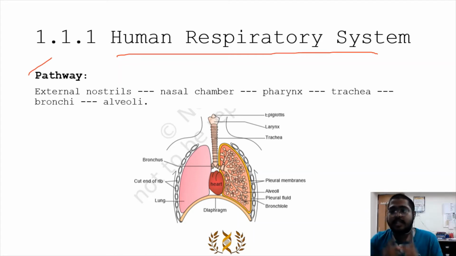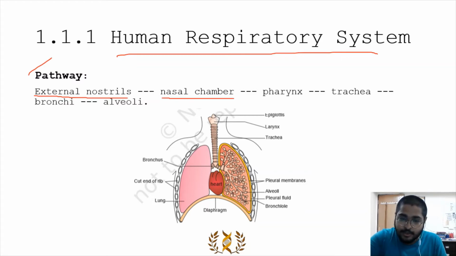So the pathway starts from the nose holes, which are technically called the nostrils, and they are externally present. So the external nostrils, and then it is followed by the nasal chamber. From the external nostril it goes to the nasal chamber, and then it goes to the pharynx. Now, the pharynx is a place where people get confused the most. Pharynx, larynx, they sound the same, and then the trachea, and then what is the whole structure, people confuse. I'll clear that right in front of you now.